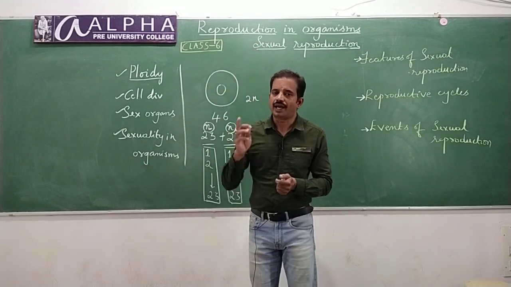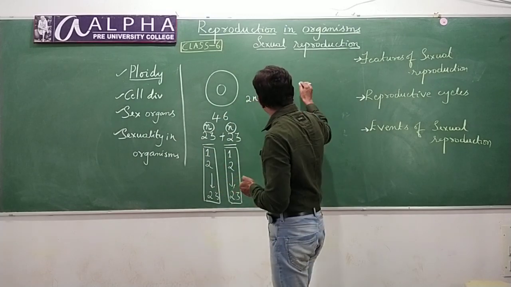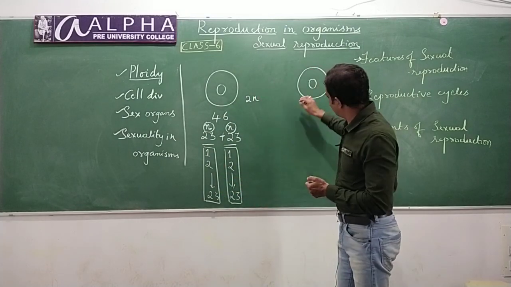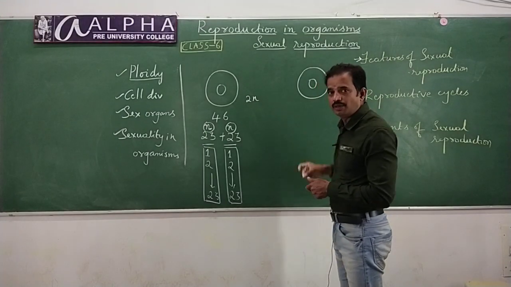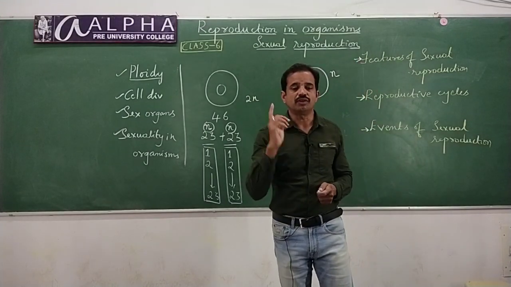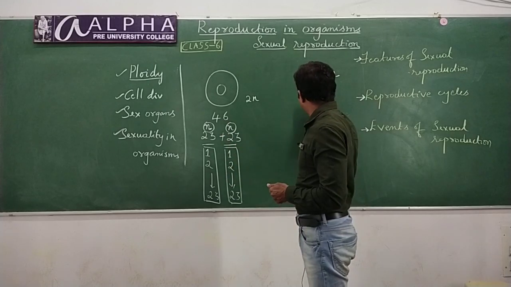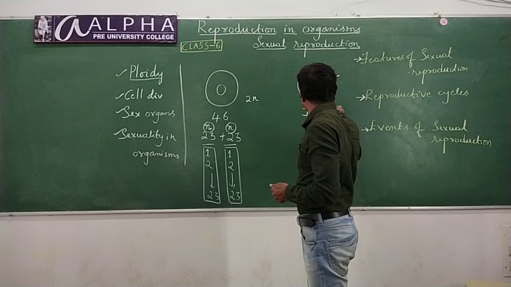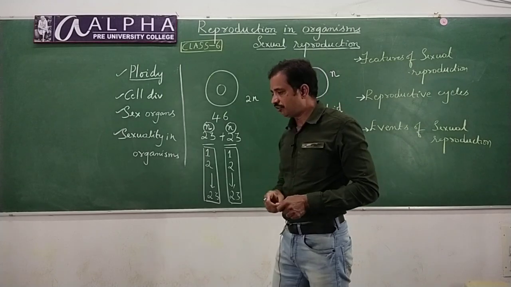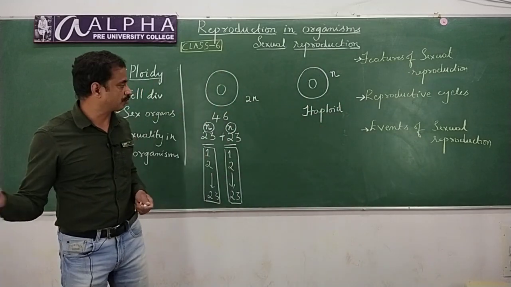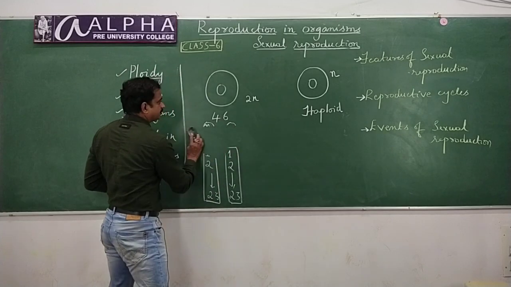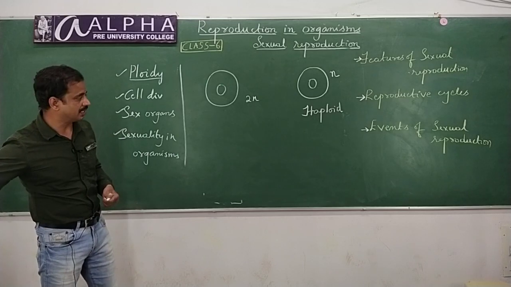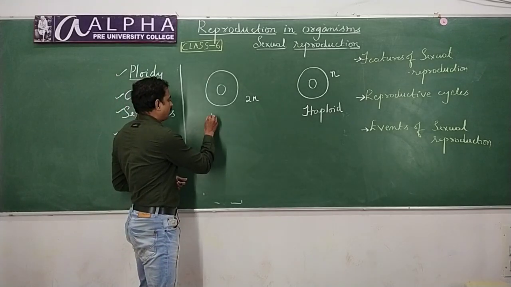And when a cell has a single set of chromosomes, you see here a cell, it is having only one set of chromosomes. When a cell has only one set of chromosomes, we call the situation haploid. And when a cell has two sets of chromosomes, like this, we call this diploid.